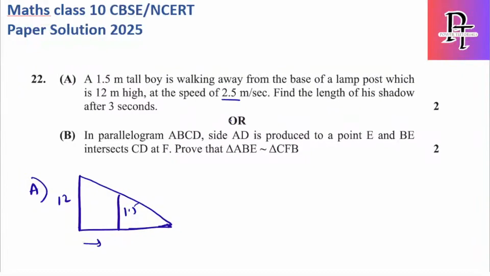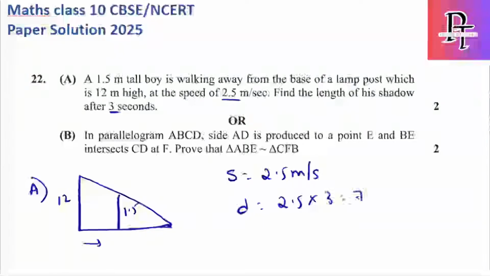The speed they have mentioned is 2.5 meters per second. Okay, and what length of shadow are they asking? After 3 seconds. So after 3 seconds, what is the distance he traveled? Distance equals speed into time. So 2.5 meters into 3 seconds, which is 7.5 meters, is the distance he traveled. So this is 7.5. But the shadow will not be here, the shadow will only be here. So this I will mark as x.